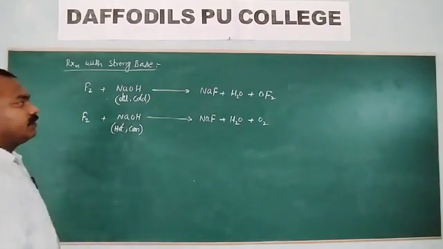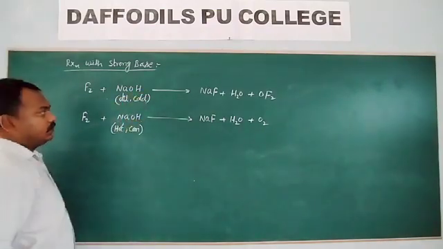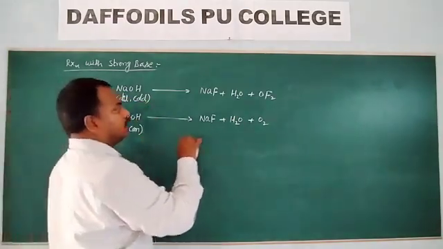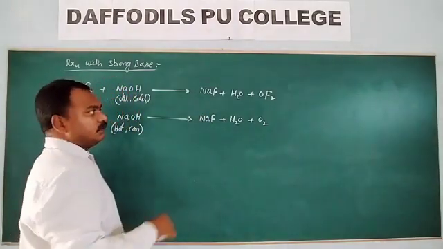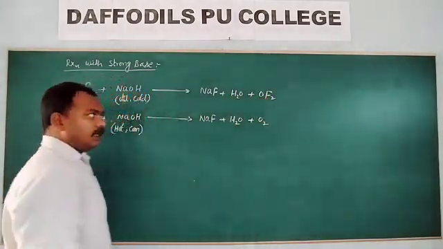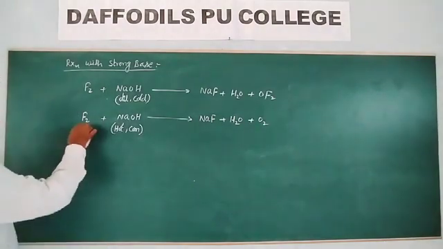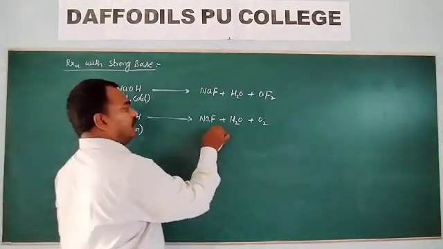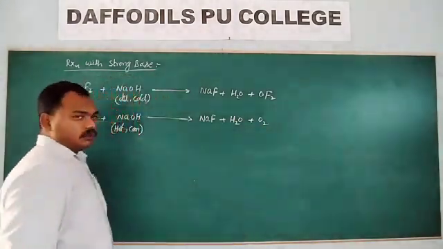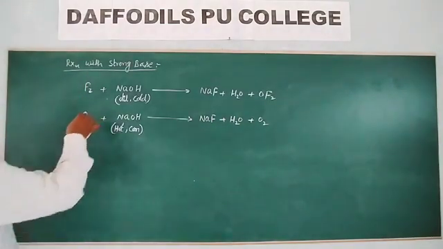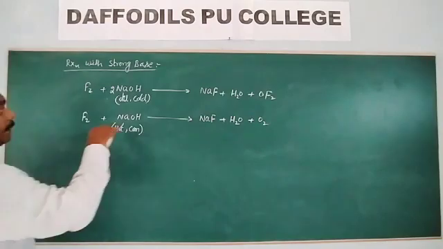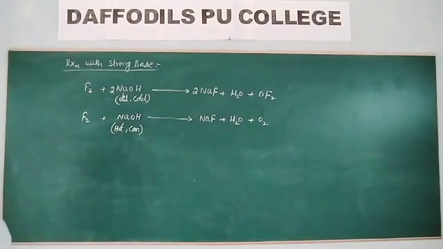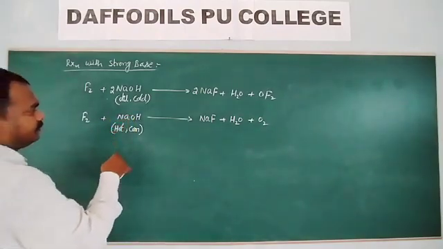When fluorine reacts with dilute and cold sodium hydroxide, we will get NaF, H2O and OF2. When fluorine reacts with hot and concentrated sodium hydroxide, you will get NaF, H2O and O2. Balance the equations. So this is the balanced equation of that one.